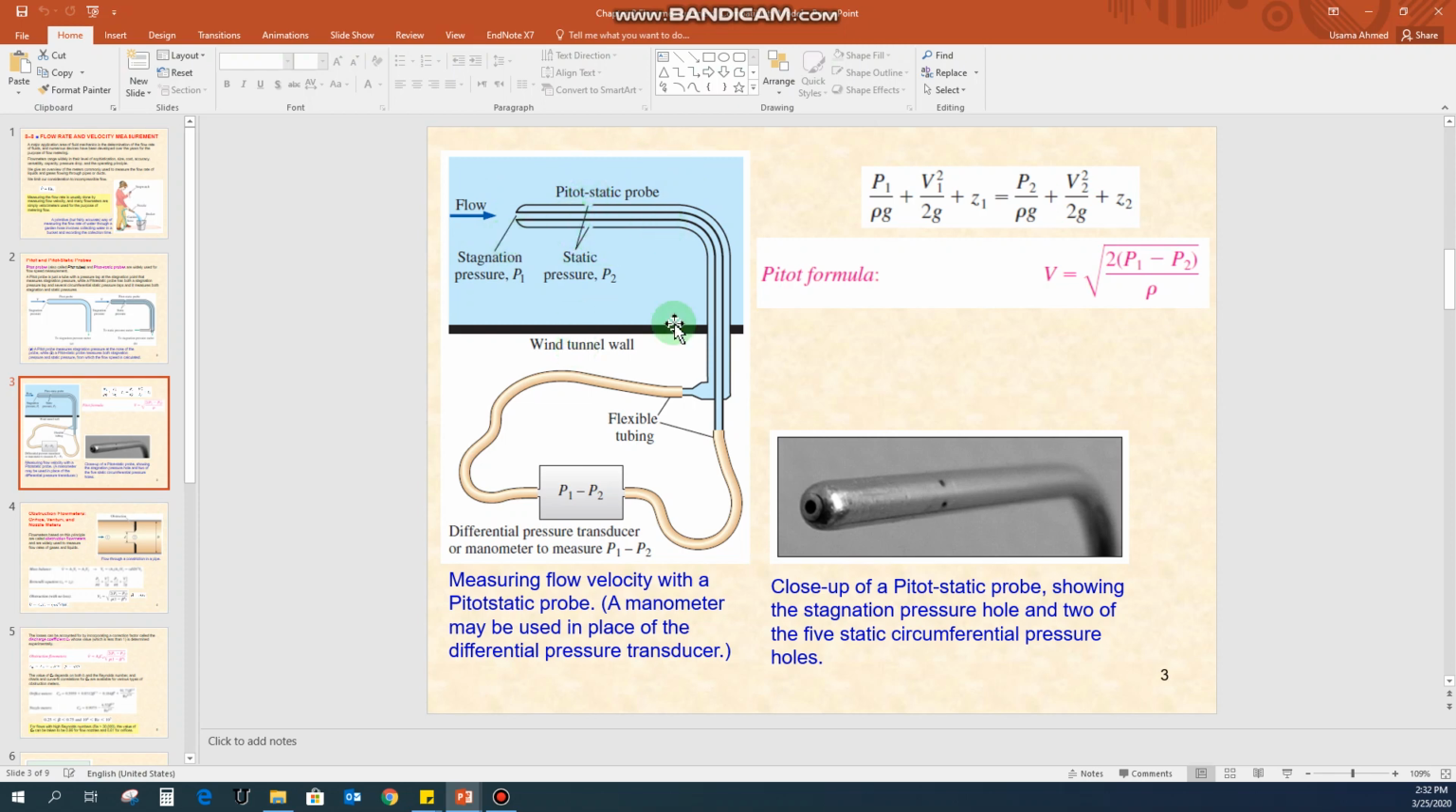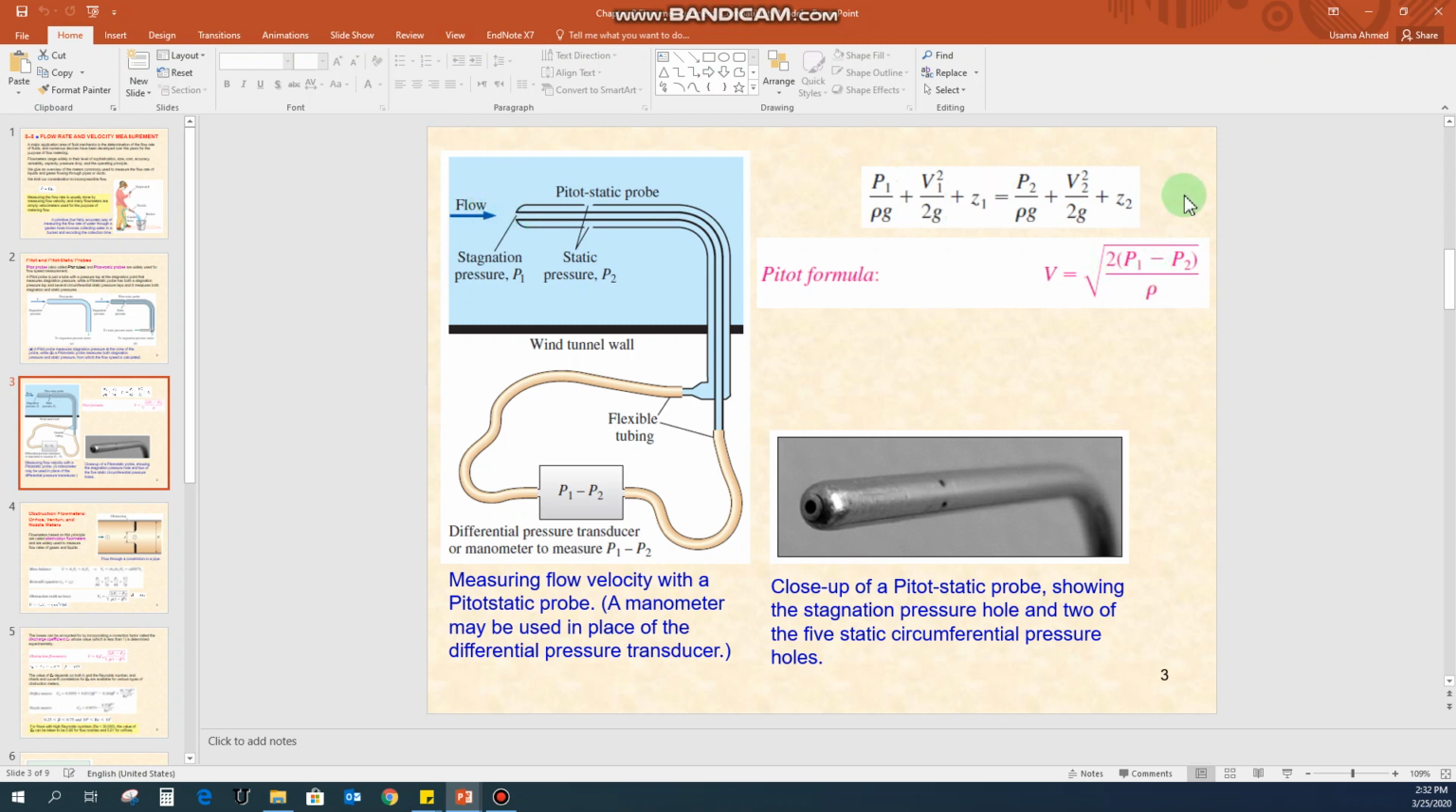Now when we put this tube in the pipeline and we apply the assumptions on the general energy equation, what do we get at the tip of this pitot tube? What should be the value for the pressure? It should be the maximum value for the pressure, that is P1, the stagnation pressure. On the other hand, at the circumference of this tube, we have the low value for the pressure, which is called the static pressure, represented by P2. So P1 here represents the stagnation pressure.